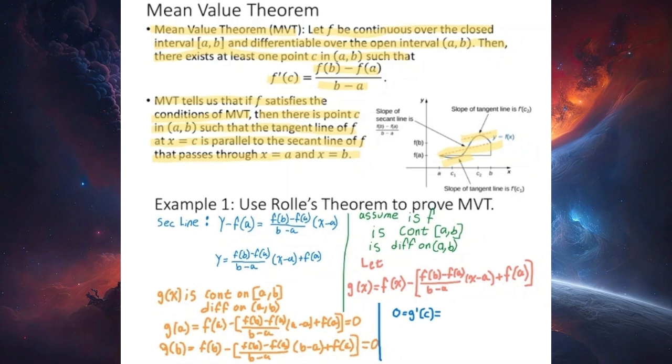But g prime of c, if we take the derivative of our function and plug c into it, will be equal to f prime of c minus f(b) minus f(a) all over b minus a. Adding over the slope of our secant line, we get that this same value of c causes f prime of c to equal f(b) minus f(a) all over b minus a, which is precisely what we wanted to show.